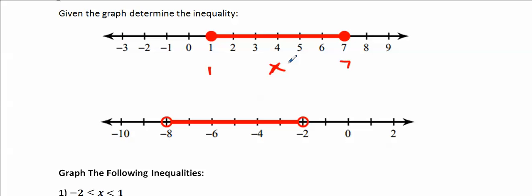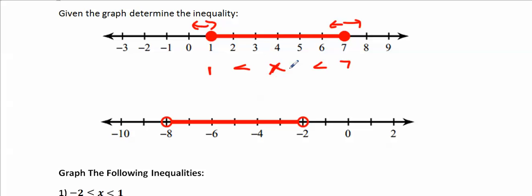Okay, so I have to decide: is x greater than my critical points or less than my critical points? Looking at my solutions, for 1, check towards 0. Is it towards 0 or away from 0? It's away from 0, so my solutions must be greater than 1. And check 7. Is it towards 0 or away from 0? It's actually towards 0, so my solution is going to be less than 7.